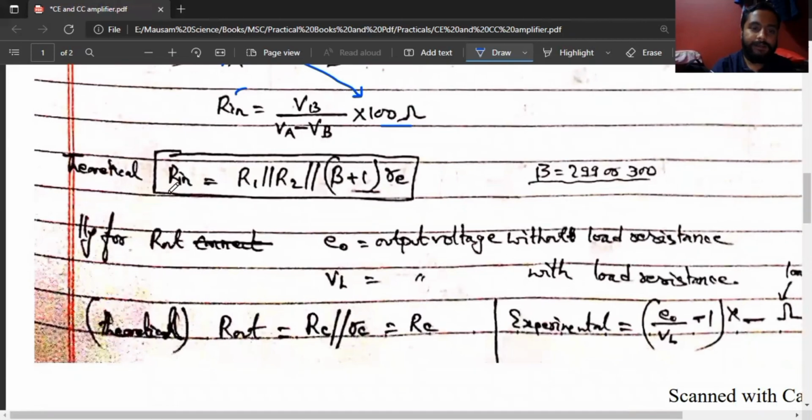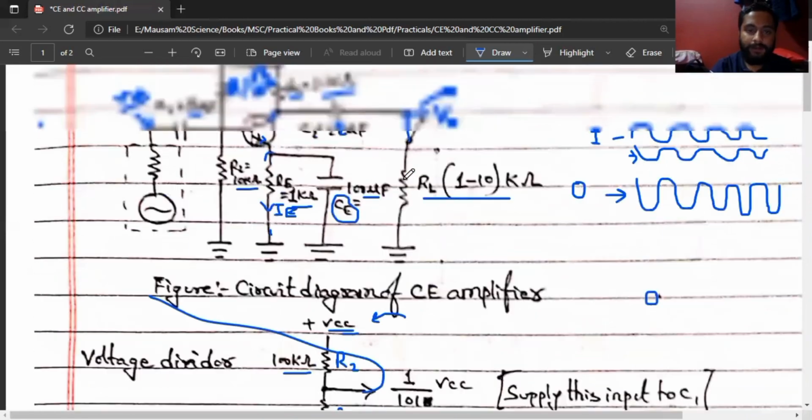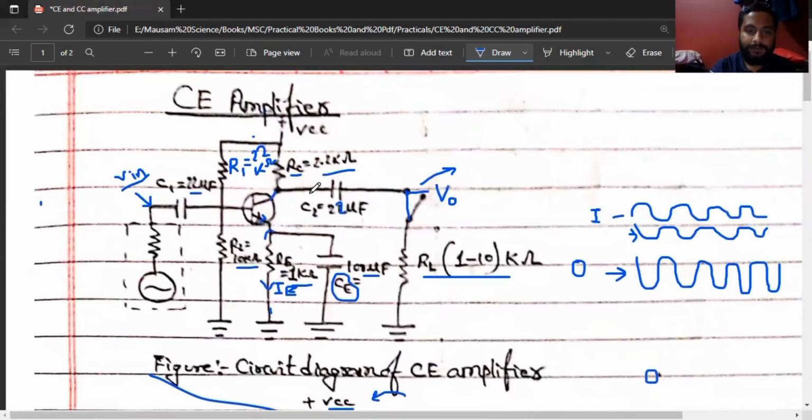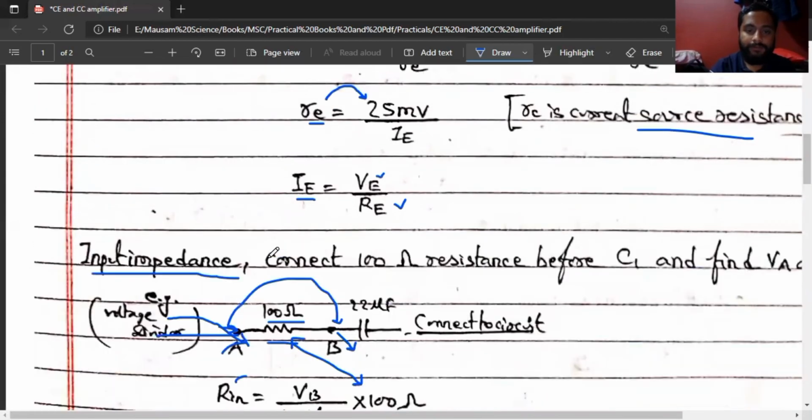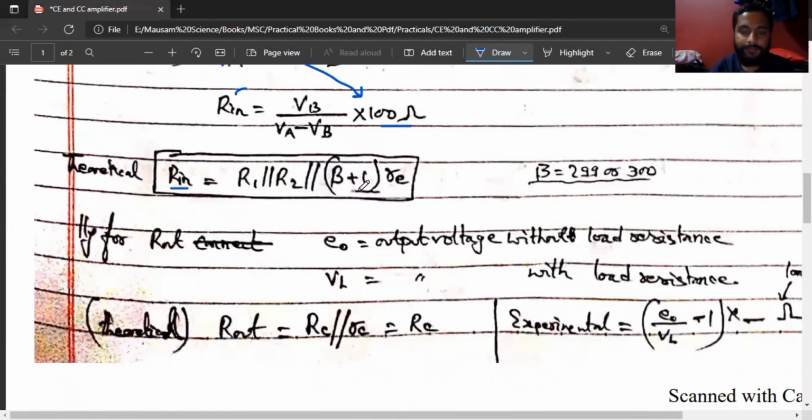Theoretical gain can be calculated by this formula: R1 parallel R2 parallel (beta plus 1) RE. We know the values of R1 and R2. R1 value is given here, R2 value is given here. RE value is also given, whatever value we need. So here the value for beta. Beta is the value which comes directly from the transistor.